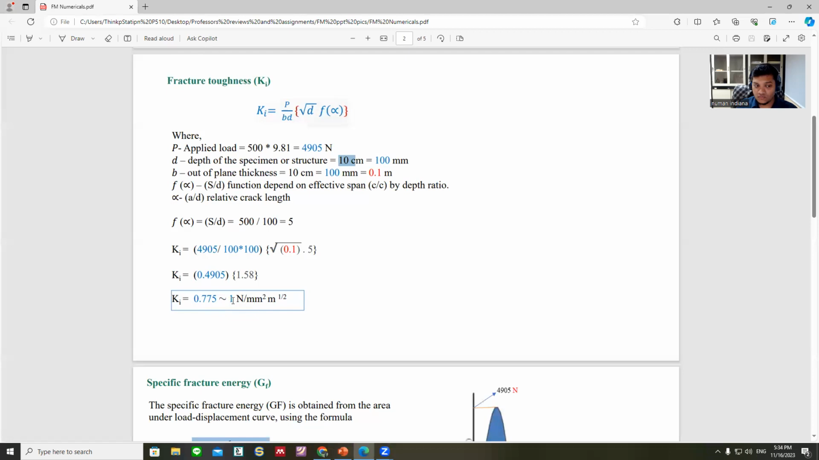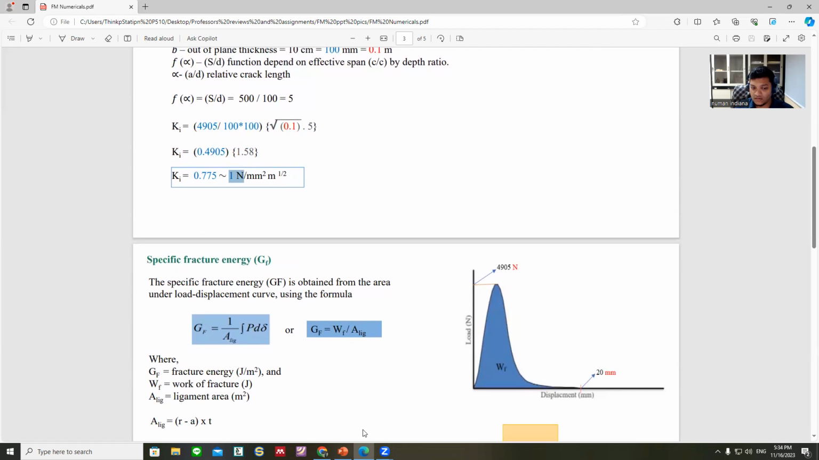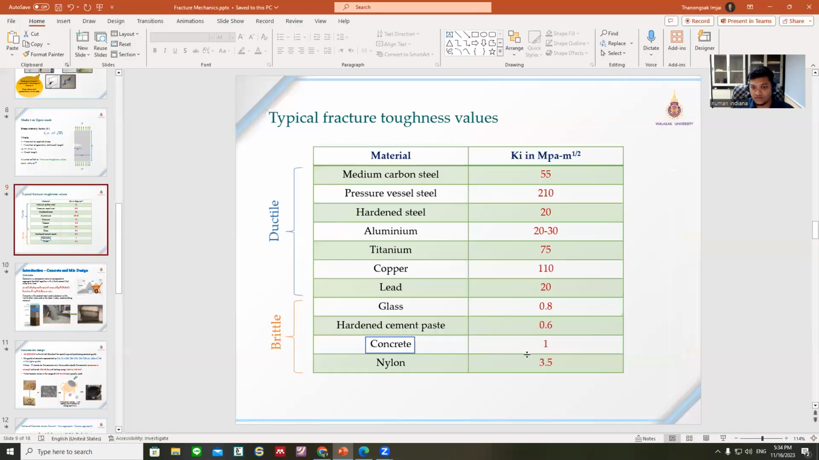which is equal to 1. Why is it equal to 1? Because this is concrete. We are testing for the concrete. So we are testing for the plain concrete. So it should be 1 as per our table. So here you can see it should be 1, the fracture toughness value.